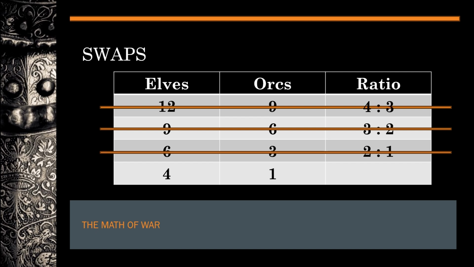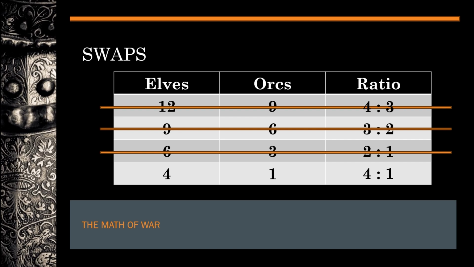Let's say a third round of fighting results in a loss swap of 2 members to each side. That leaves 4 elves against 1 orc still standing. A ratio of 4-to-1 would be traditionally considered an overwhelming force, where, all else being equal, the outcome of the battle is in little doubt.